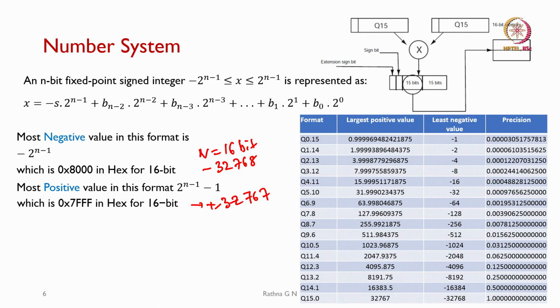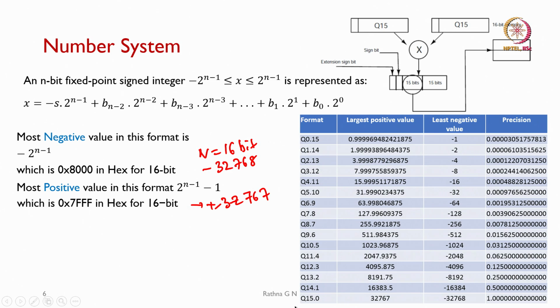So, you are seeing a different format from what we considered in our representation, that is the Q15 format. It means that it is 0.15, the largest value as you can see, and the least negative value is minus 1, and the precision I am going to get with respect to this number system is as it is given.